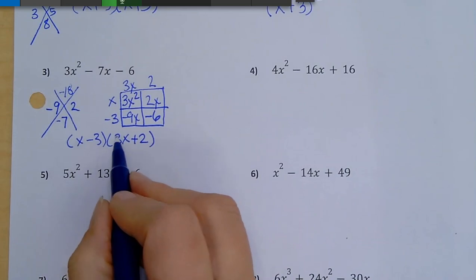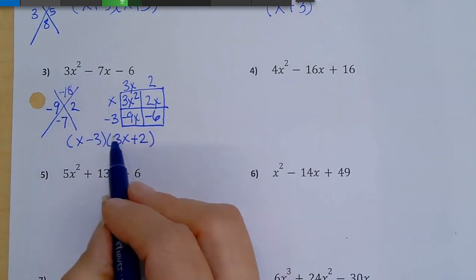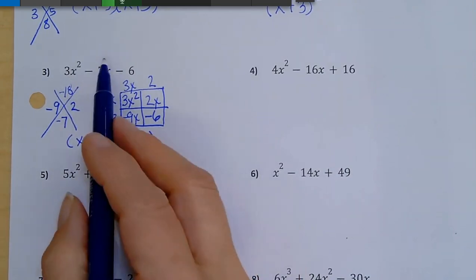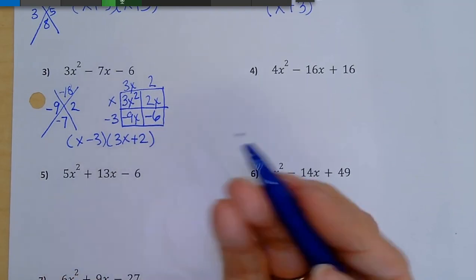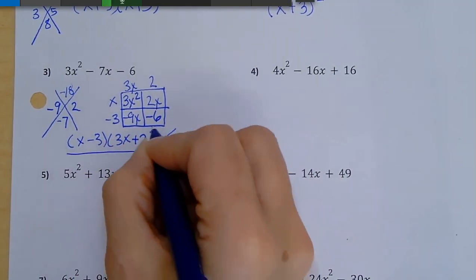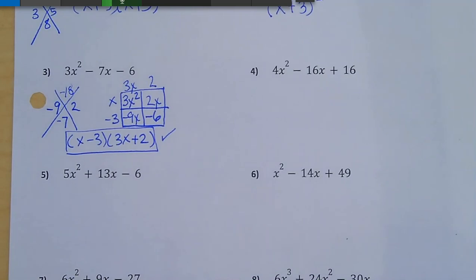Double check. x times 3x is 3x squared. Outer is 2x. Inner is negative 9x, so that's going to give me negative 7x. And then last is negative 6. That worked. I checked it out. I just multiplied to make sure it got me back to my original trinomial.